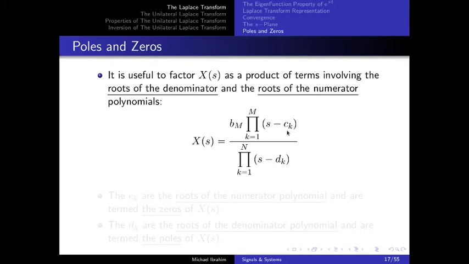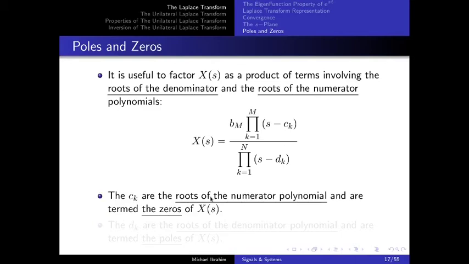ck are called the zeros of this function. How is that? If you put s equal to c1, you will get a 0 in the numerator and the whole function will be equal to 0. If you put s equal to c3, the term s minus c3 will become 0 and the whole function becomes 0. That's why ck, which are the roots of the polynomial in the numerator, are called the zeros of x of s. They are the values of s which make x of s equal to 0.